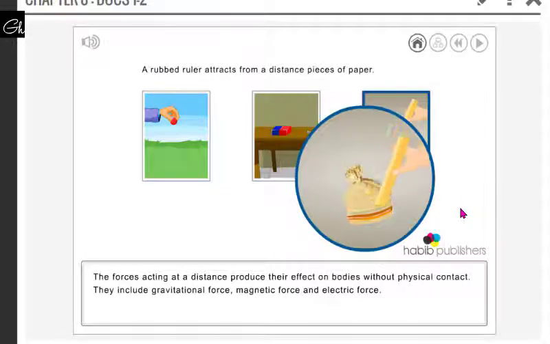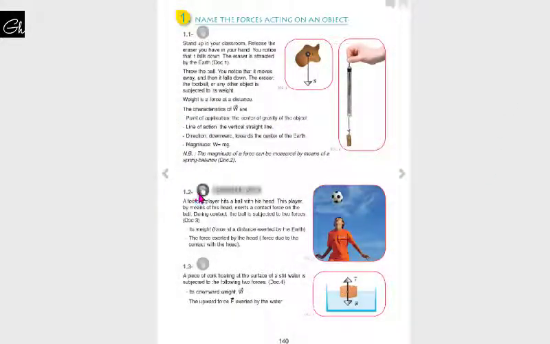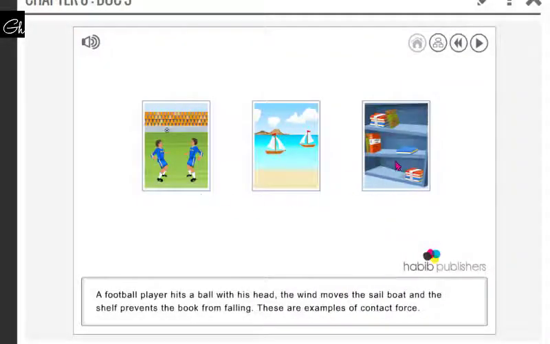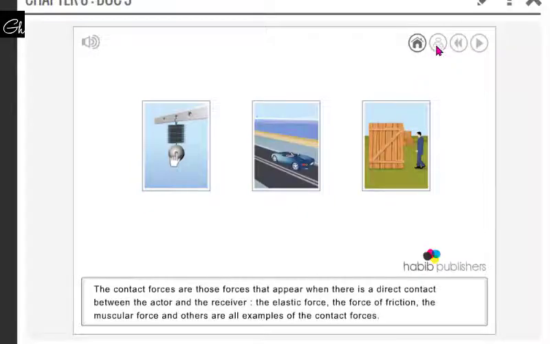What about electric force? Usually if we rub any rod or ruler with a piece of cloth, this will create charges or redistribution of charges. These charges can attract some pieces of paper, and this force can be named as electric force. Let's take a new force right now.